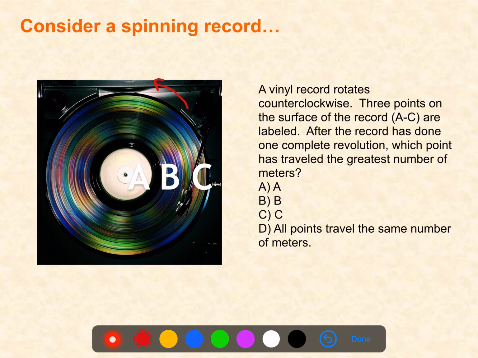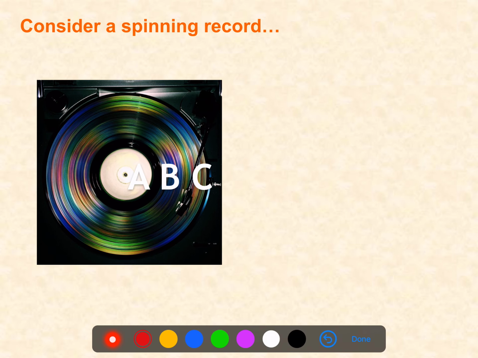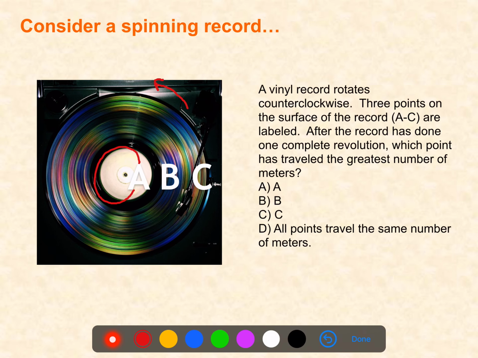If you're thinking about it, A traces out a small circle, 2 pi r around there. B traces out a slightly larger circle, and C traces out the largest circle, right? So if you were to take a tape measure and measure that distance traveled, you would conclude that C has gone the greatest number of centimeters.